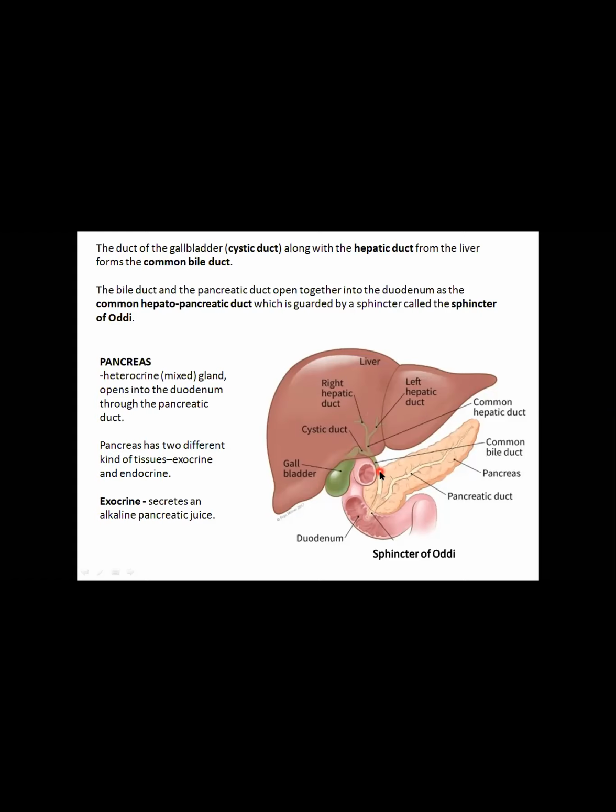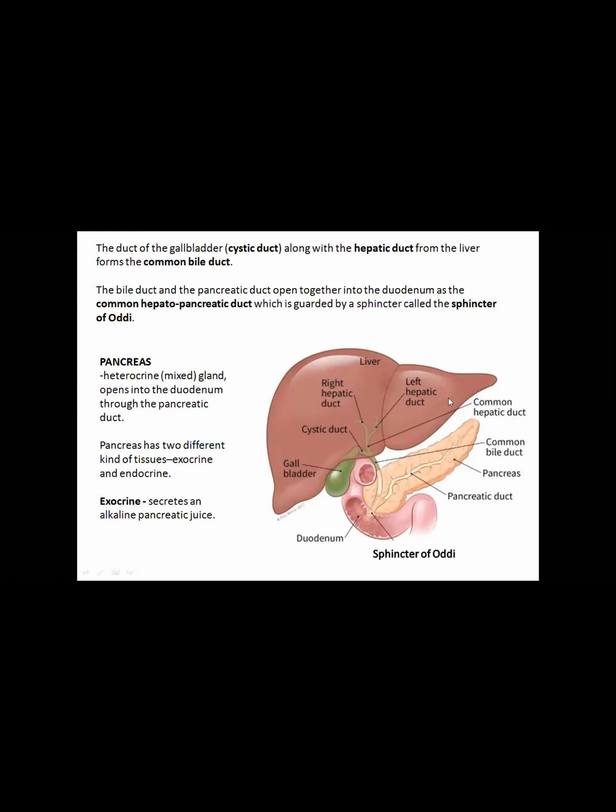Okay? Is it clear till now, bachcha? The duct of the gallbladder is known as cystic duct and the duct of the liver is known as hepatic duct. Both are joining to form the common bile duct. Now this common bile duct will open into the small intestine, and through this common bile duct, the bile juice will be released into the duodenum region of the small intestine.